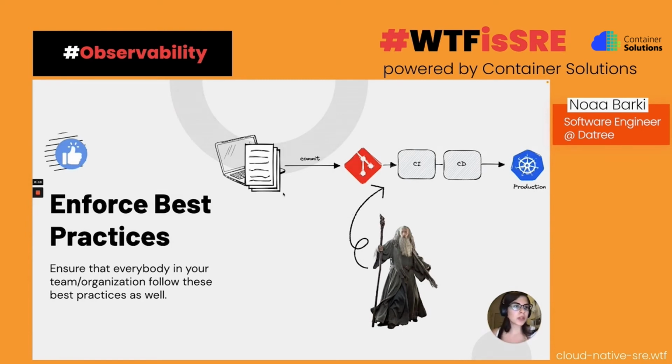So the first question that you should ask yourself is, where in the pipeline do I want to enforce my policies and my best practices? Do I want to enforce it in the CI pipeline? Then it will affect mostly the developer teams in my organization, or maybe I want to enforce it directly in the cluster. I don't know. But this is an important question, because the place that you choose to enforce your best practices might affect your entire organization.